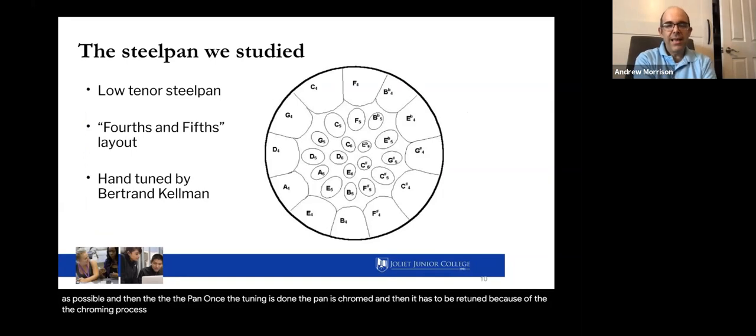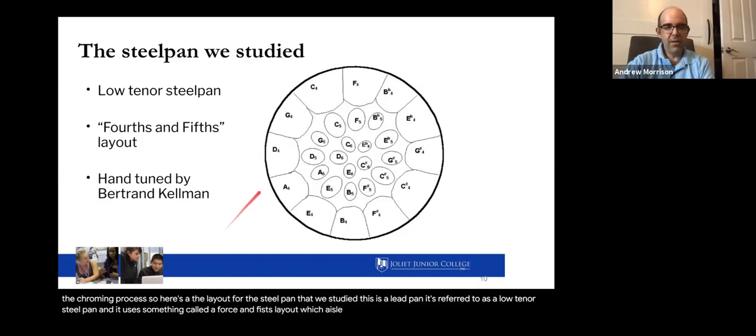So here's the layout for the steel pan that we studied. This is a lead pan. It's referred to as a low tenor steel pan. And it uses something called a fourth and fifth layout, which I'll briefly describe a little bit. So notice that every note on the outer ring here is neighbored in the inner ring by a note that is 1 octave higher.